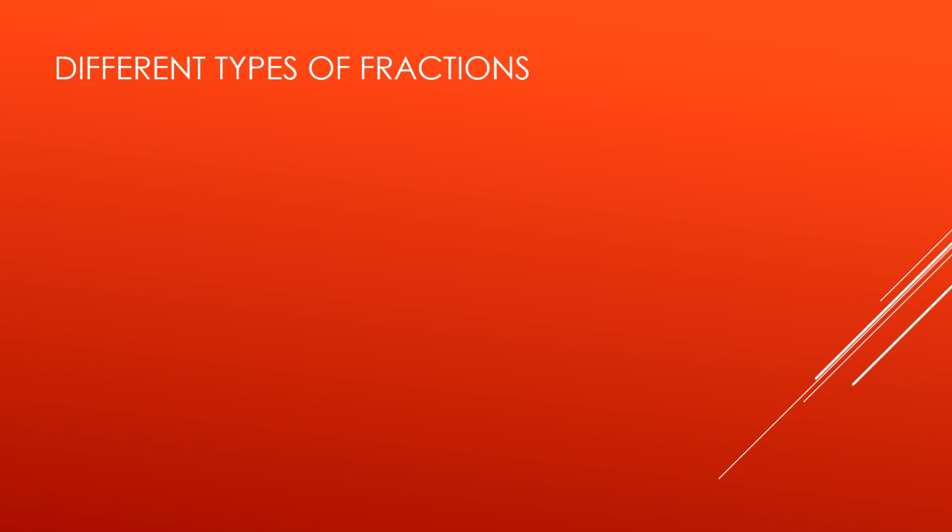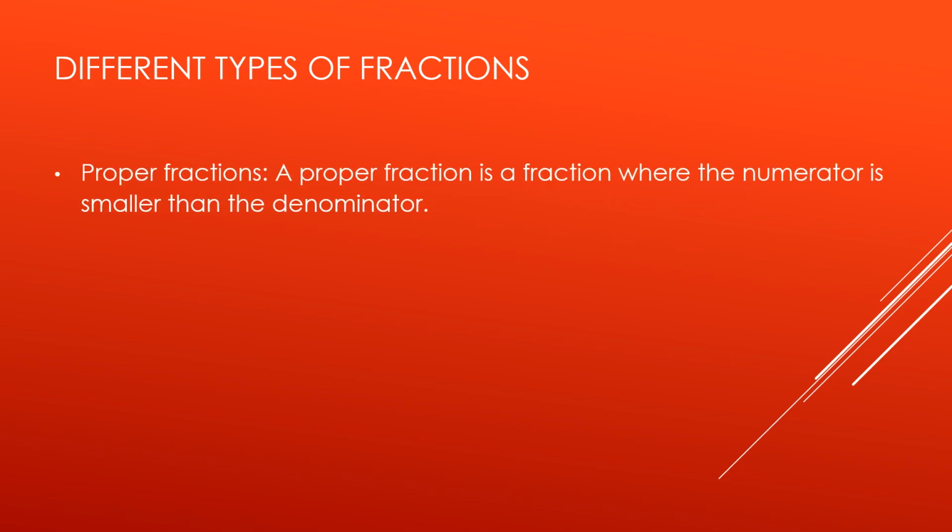There are 3 types of fractions: proper fractions, improper fractions, and mixed fractions. 1. Proper fractions. A proper fraction is a fraction where the numerator is smaller than the denominator. For example, 2/7, 1/3, and 7/10 are proper fractions.